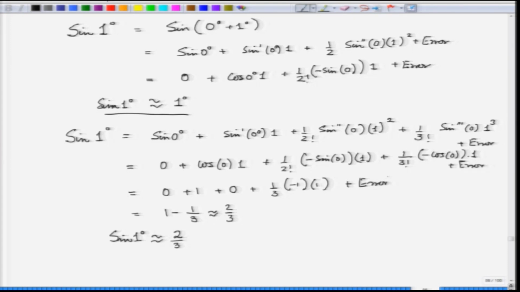Sorry, I am making a mistake, not 2/3, 1/6. This is 1/6, I am making a mistake. Please, sorry. I am very bad at calculations, I really admit that. So, from an approximation point of view, when I forget the error, my rough estimate is sine 1 degree is 1 minus 1/6. It is 6 minus 1, 5/6. So, not very less than 1. So, it is a rough idea, sine 1 degree is 5/6, not 6/6, but 5/6, a little less than 1.